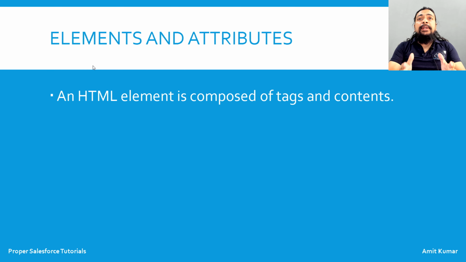We are going to talk about elements and attributes. An HTML element is composed of tags and contents. Tags are those components of HTML which are written with angular brackets. We are going to talk about different tags of HTML throughout this course and what impact they have on any specific content. Contents are nothing but the text that you place between these tags.